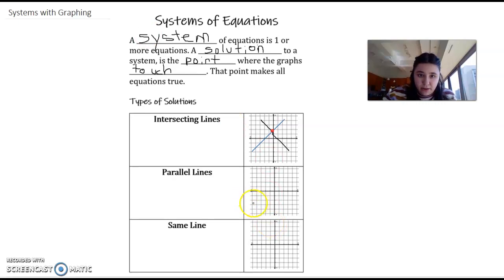So let's draw one line right here. And let's get blue. And let's draw another beautiful straight line with blue, please, right here. Here we go. Notice how, like we talked about, they're never going to touch, so there's going to be no solution. So I want you to write no solution. Right here, we're going to write one solution.